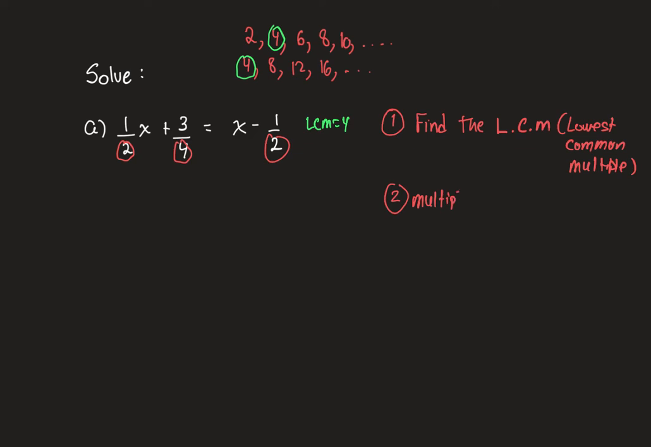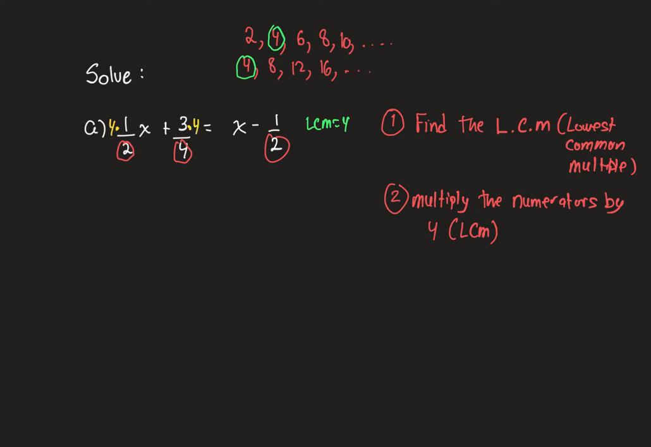Now, when I say everything, I don't mean the bottom. You're multiplying just the top. So you're multiplying the numerators by 4, which is the LCM. Okay, so I multiply u by 4, u by 4.